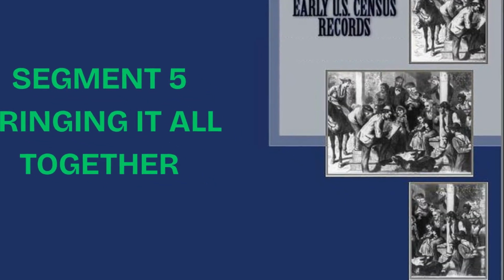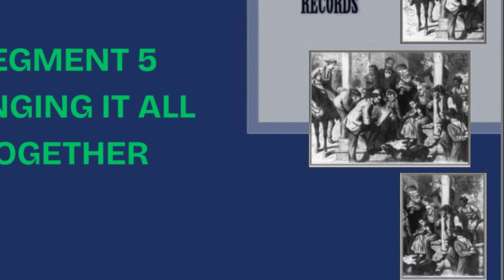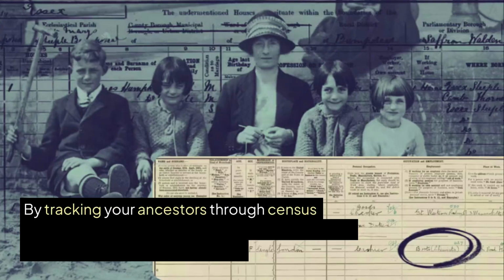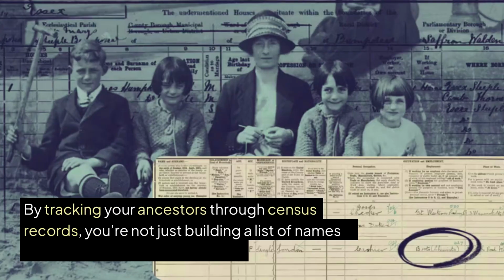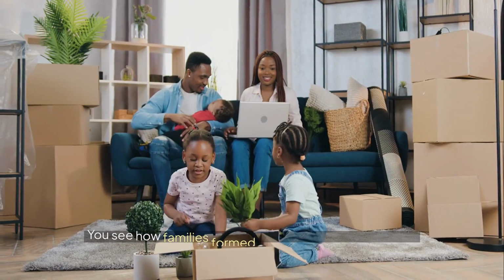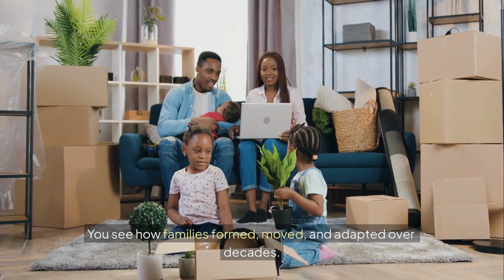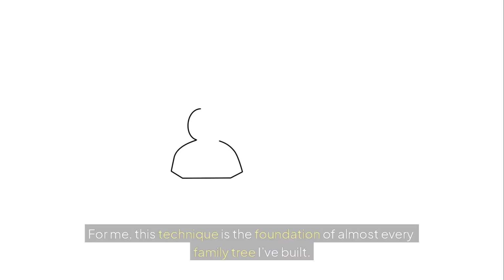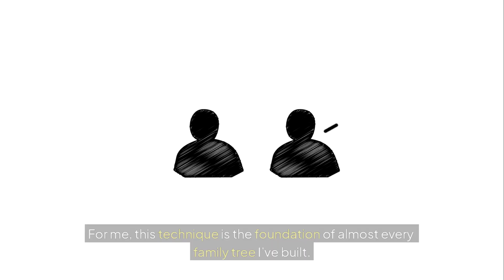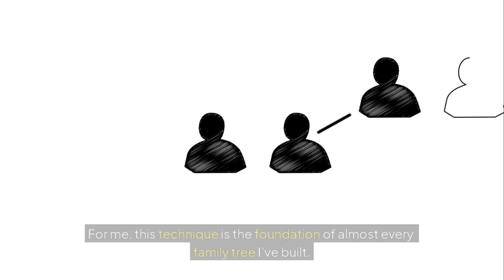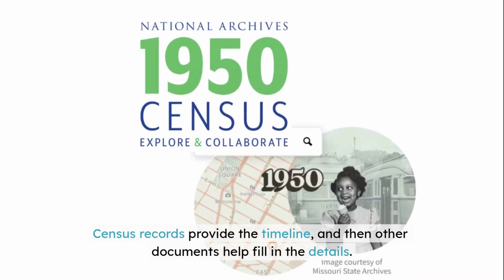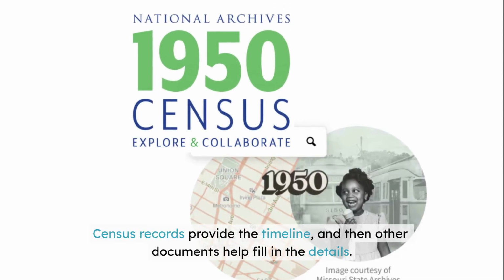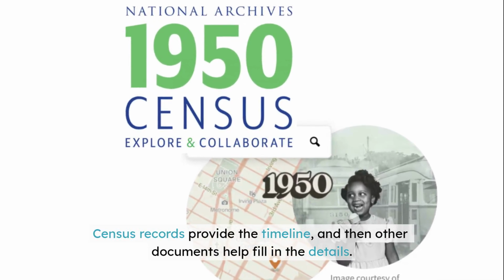Segment 5: Bringing it all together. By tracking your ancestors through census records, you're not just building a list of names, you're reconstructing their lives. You see how families formed, moved, and adapted over decades. For me, this technique is the foundation of almost every family tree I've built. Census records provide the timeline, and then other documents help fill in the details.